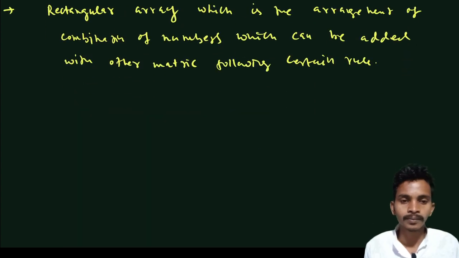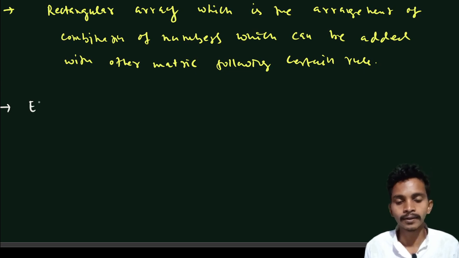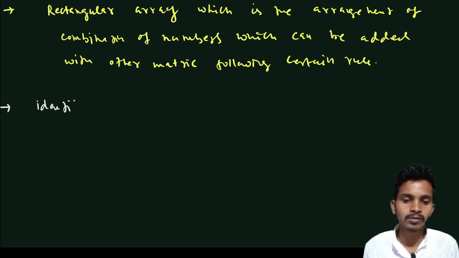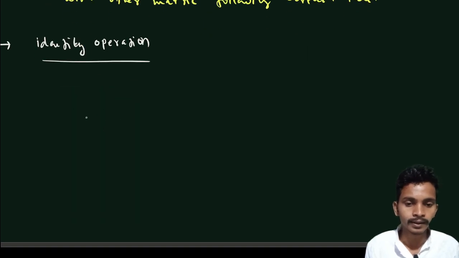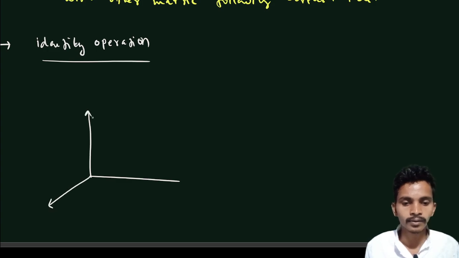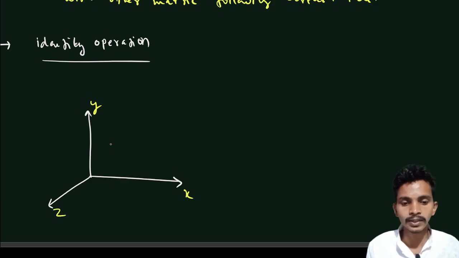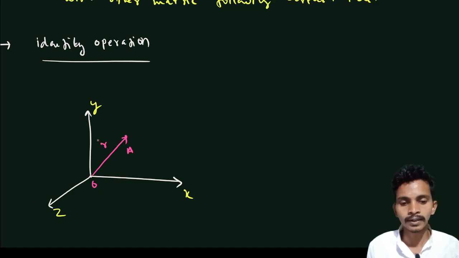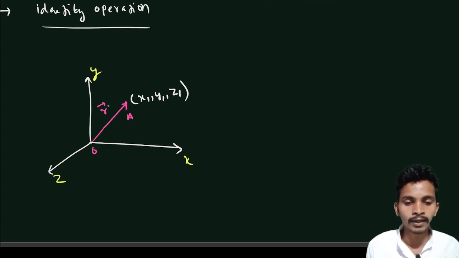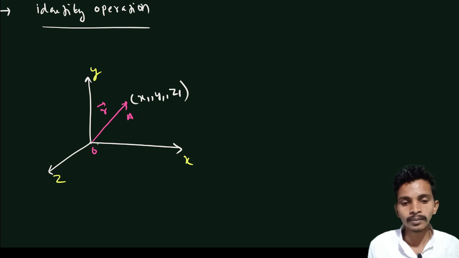So let's discuss that. Let's say that we have the identity operation. If we have a coordinate system, and let's say this is the y-axis, this is the x-axis, and this is the z-axis, and if we have a point here, and let's say this is vector OA, and this is the R vector. In this case it has coordinates, let's say x1, y1, z1, and I apply the identity operation to this vector R, or to this OA, to these coordinates.